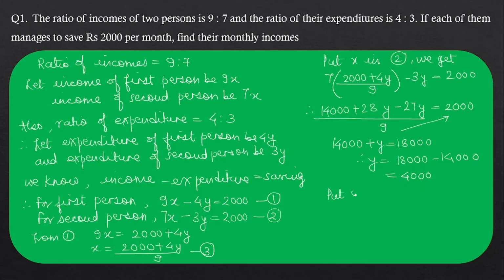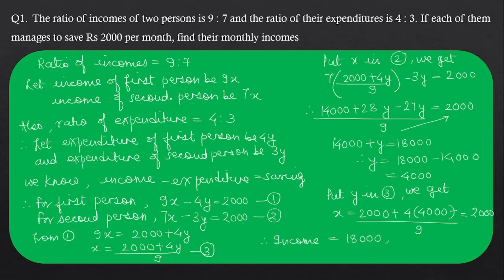Put this value of y in equation 3. We get x is equal to (2000 plus 4 times 4000) divided by 9. We will get 2000 plus 16,000, which is 18,000, divided by 9 is 2000. Therefore, the income of the first person becomes 9 times 2000, which is 18,000, and the income of the second person becomes 7 times 2000, which is 14,000. I hope you have understood this question and also the method of substitution to solve the pair of linear equations in two variables.